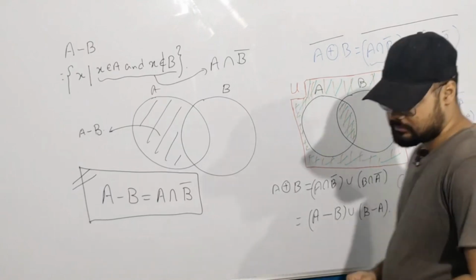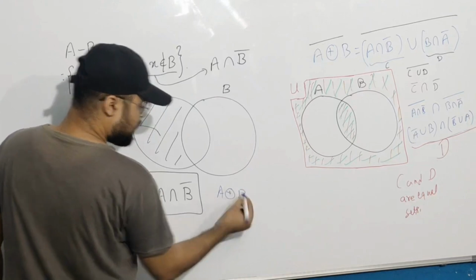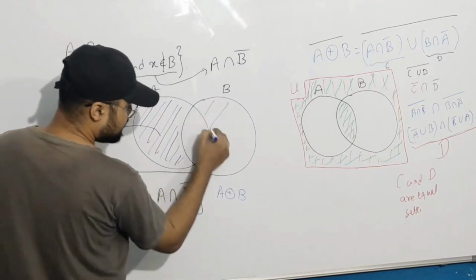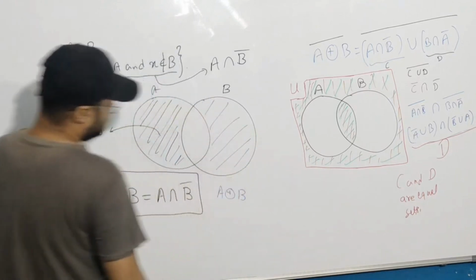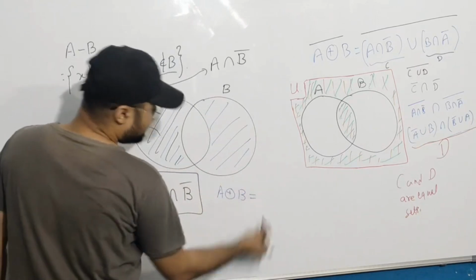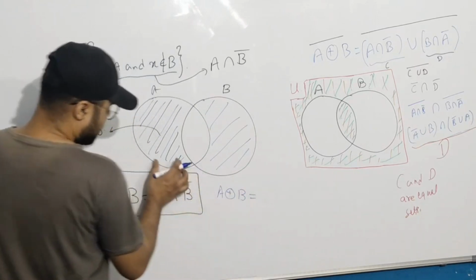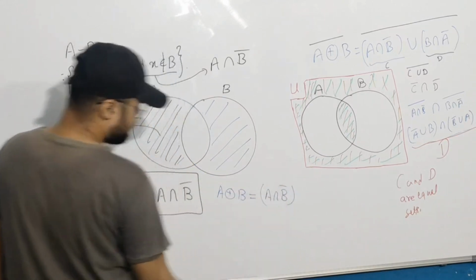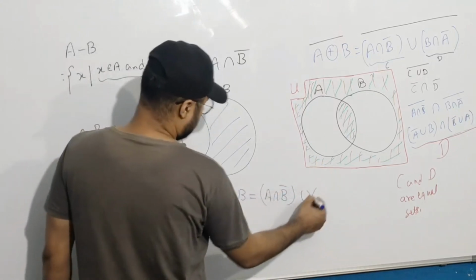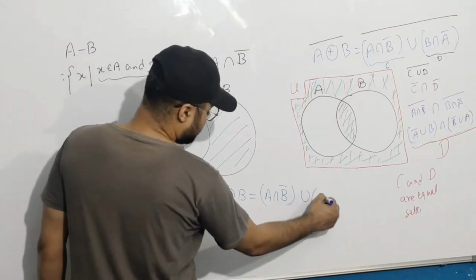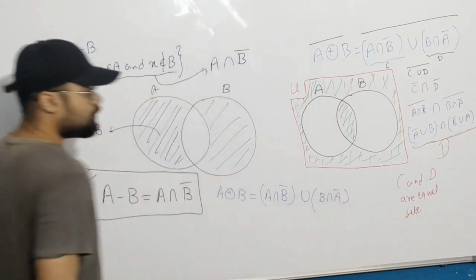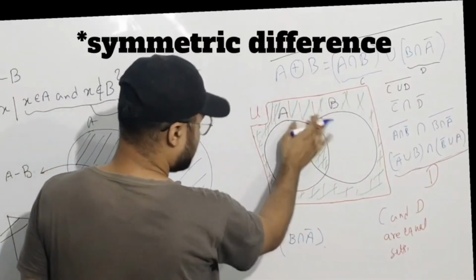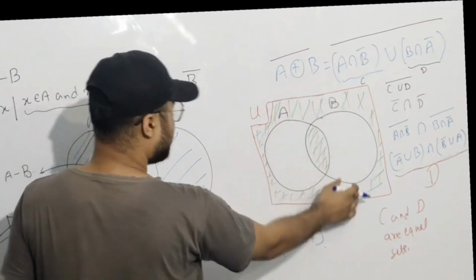Okay, I will do it again. Symmetric difference of A and B, I can write this as these regions and these regions, right? So A symmetric difference B is A intersection B complement union B intersection A complement. In the last video we have seen that we are trying to get the complement of A intersection B. This is the complement of A symmetric difference B.